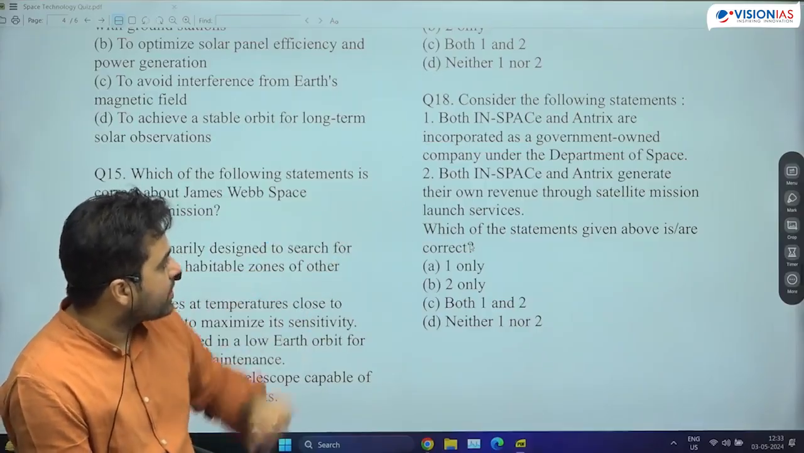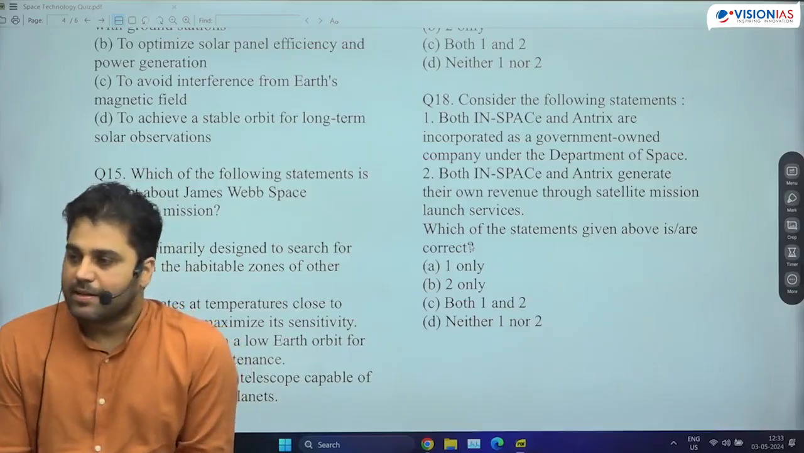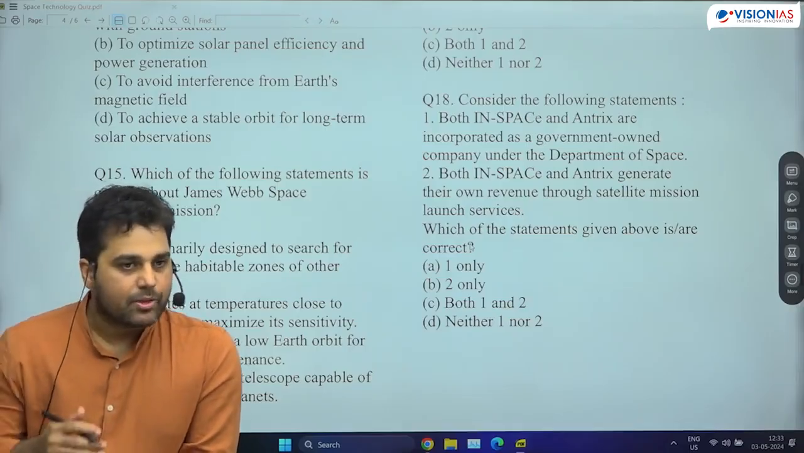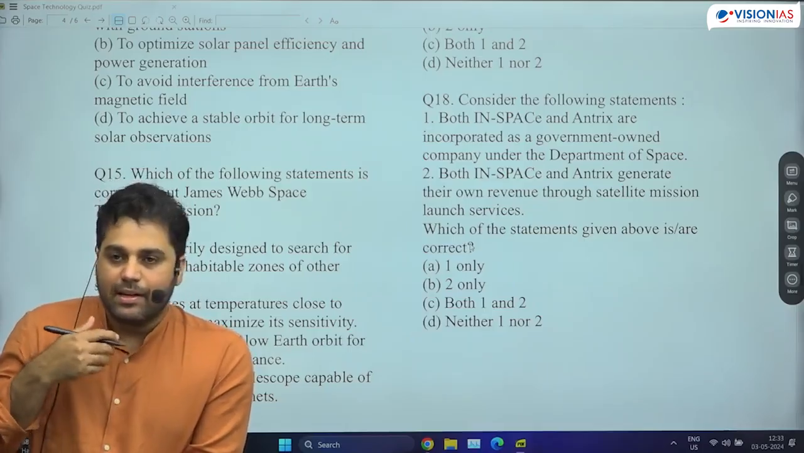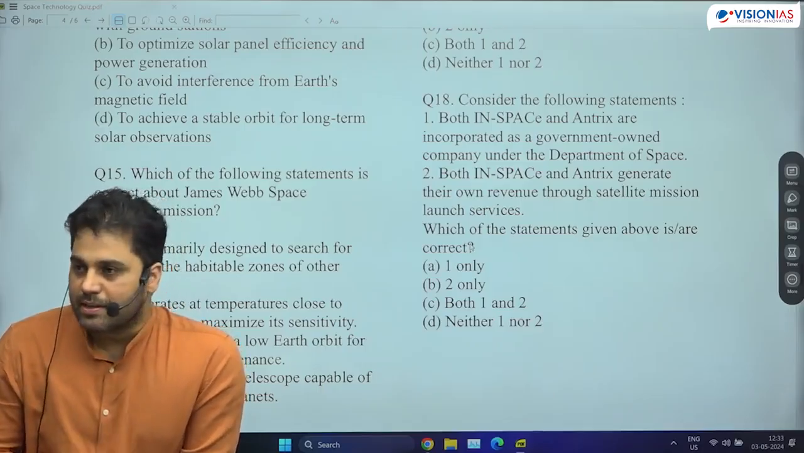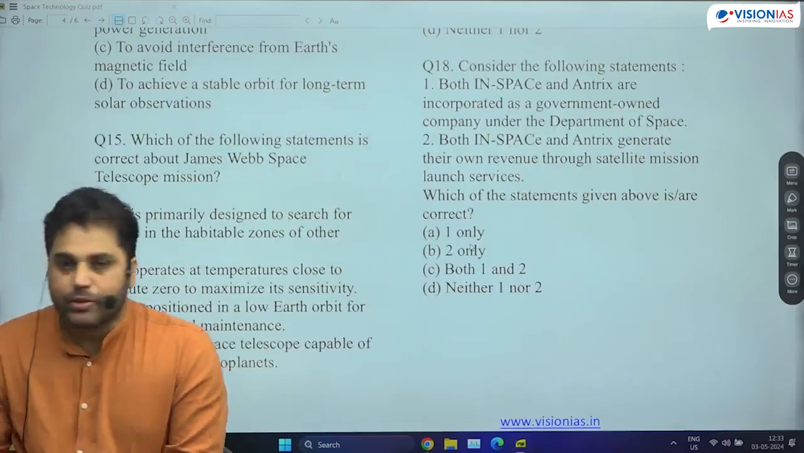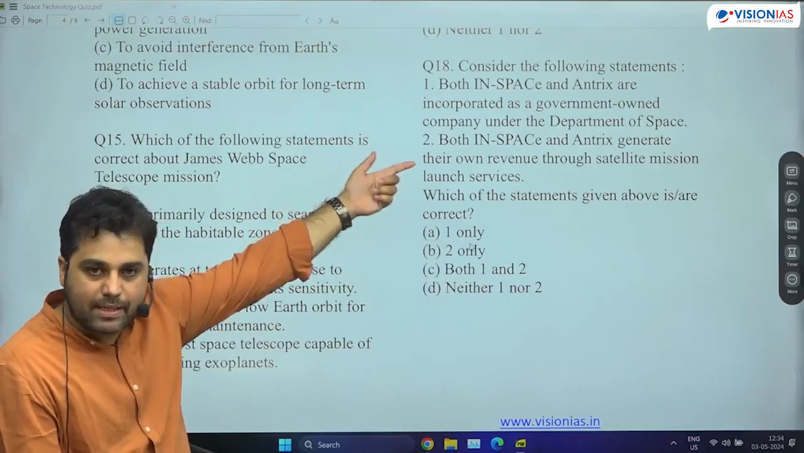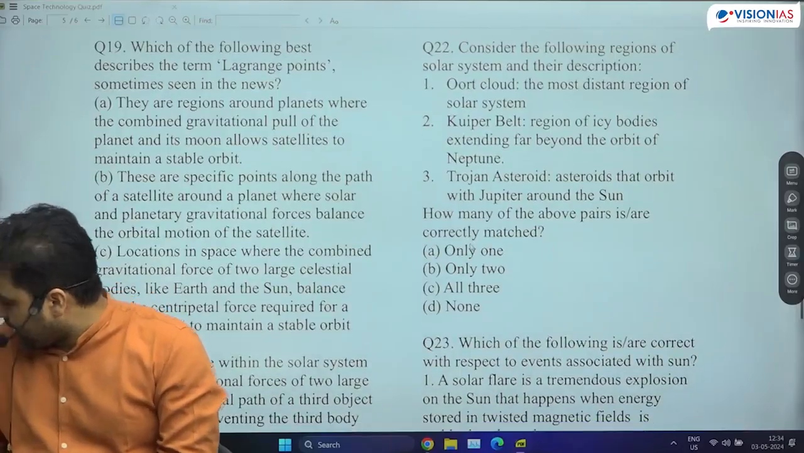Accordingly, the second is also not correct, that both InSpace and Antrix generate their own revenue through satellite missions. Of course, Antrix will generate revenue, but InSpace's purpose is not revenue generation. What is InSpace's purpose? That the private sector does not face preferential treatment. It is a regulatory authority which aims to enhance private sector participation in space activity. Both of these statements are not correct. Answer is neither one nor two. If it were only Antrix, and we replaced InSpace with NSIL, New Space India Limited, then both of these statements would have been correct. 19.